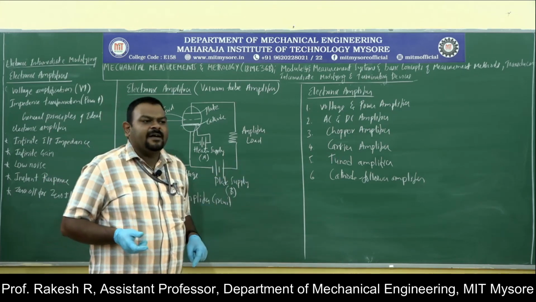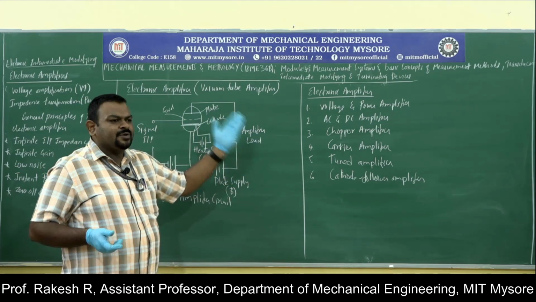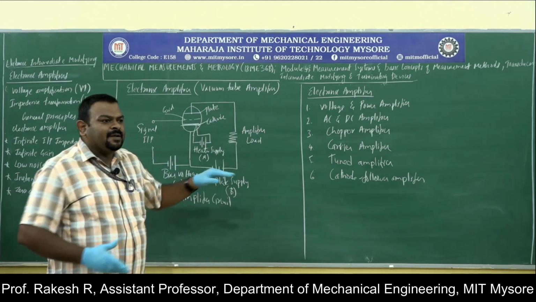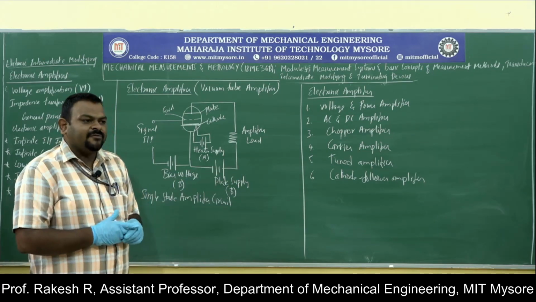Then the cathode follower amplifier, this is similar to this. Instead of the plate, we are using a follower. So the principle of the cathode ray oscilloscope is similar to the cathode follower amplifier.